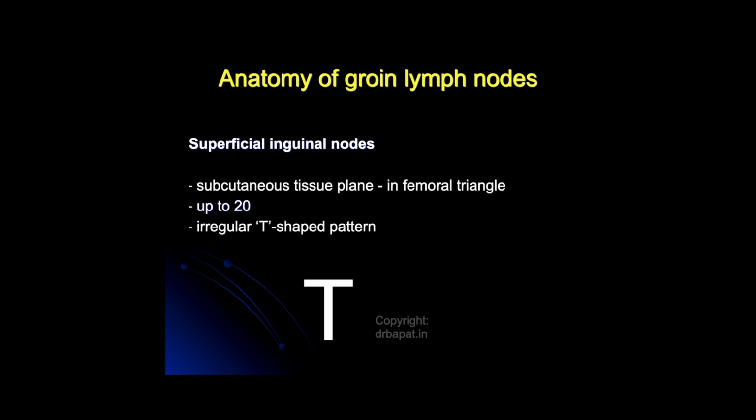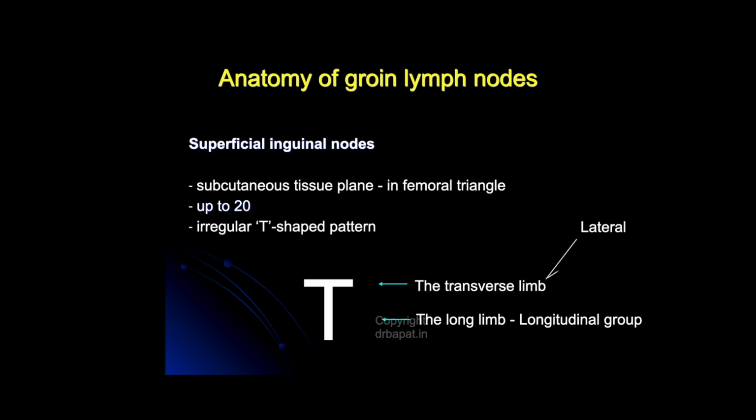The longitudinal group of nodes lies along the long limb of T. The outer side of the transverse limb of T is the lateral group and the inner side is the medial group of nodes. The longitudinal group of nodes lies lateral to the termination of long saphenous vein. It receives lymphatics from all the superficial tissue of the lower limb.